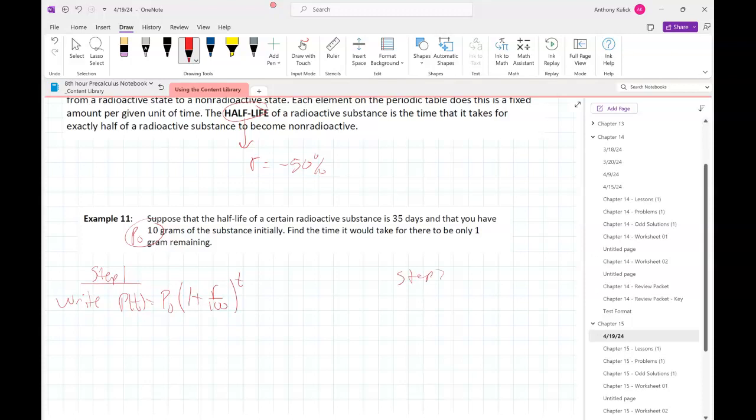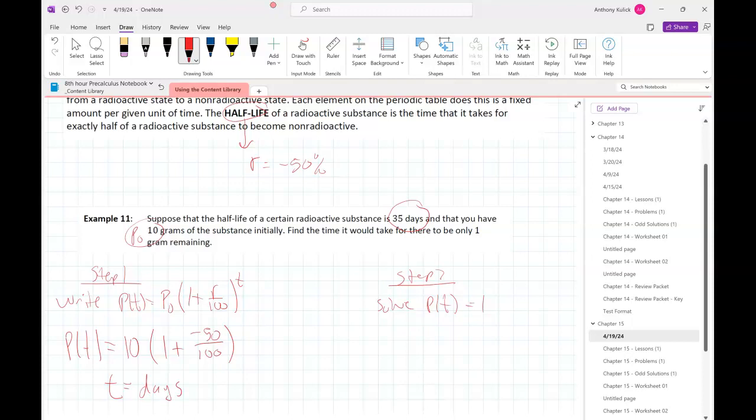And step 2, solve that equation equal to 1, right? So P of T, the initial amount is 10. R is negative 50. And then what should the T be? We're having every 35 days. I would say I'd want to represent T in days.